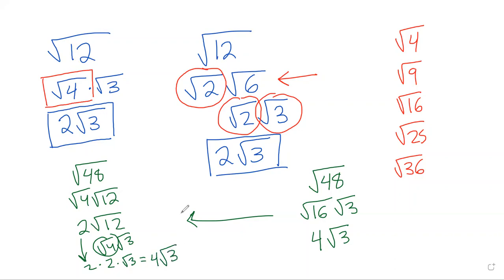But of course, we're trying to make this as short and quick as possible. You can see that finding the largest perfect square that goes into this number is really what we want to do. That makes the whole thing done in like one step, basically. So let's do a couple more of these. Let's say root 54.